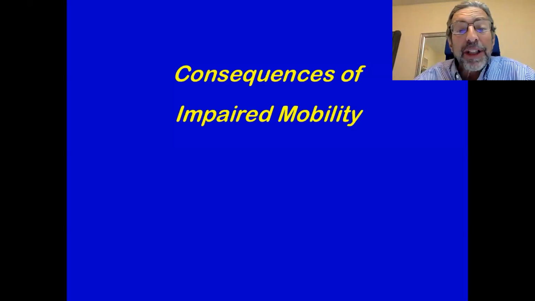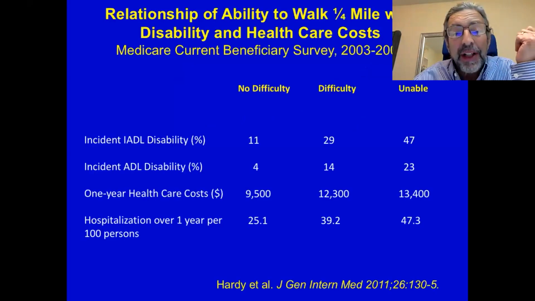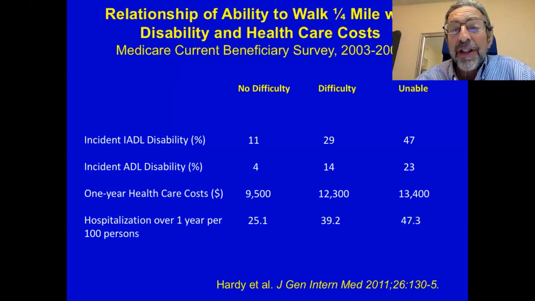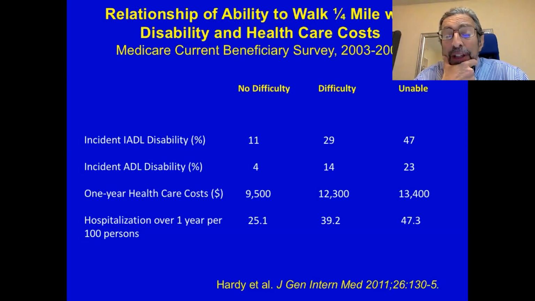There's been a fair amount of work looking at the consequences of impaired mobility. People with impaired mobility have their impairments for many, many different reasons. And there's been a lot of study on how people develop impaired mobility, and then studies that I'll show you here on the consequences of impaired mobility. This comes from a national study using Medicare data, a survey called the Medicare Current Beneficiary Survey. And it simply divided people into those with no difficulty walking a quarter mile, some difficulty, but able to do it, and then unable to walk a quarter mile. And it shows a number of different outcomes.